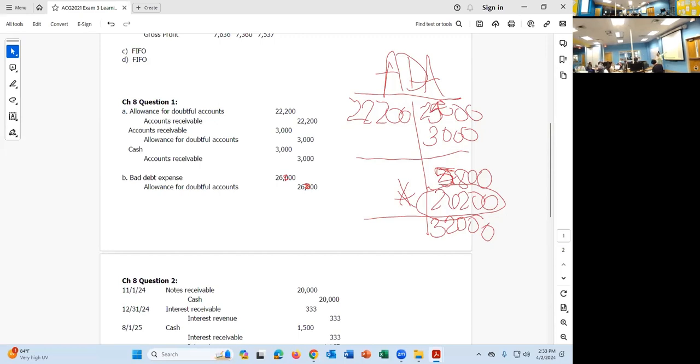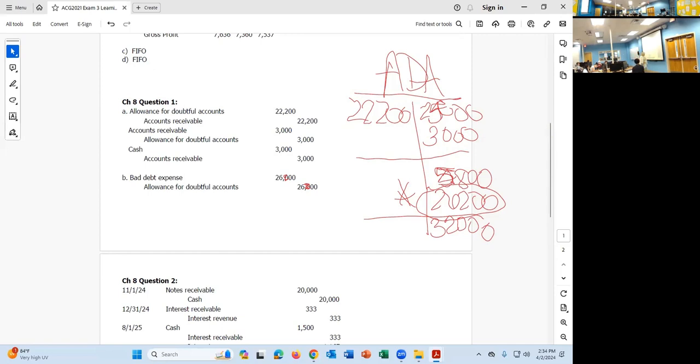We want to record the bad debt expense in the year when the sale happened, even though we know that we won't identify the specific account usually until some point in the future. Do it on uncollectible accounts receivables.